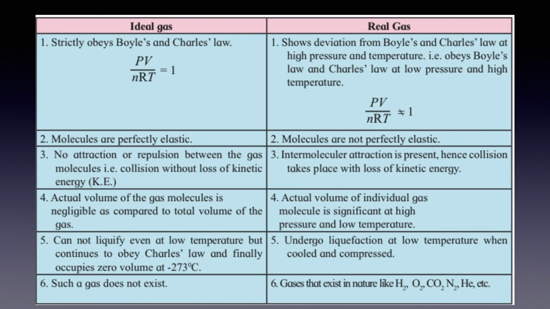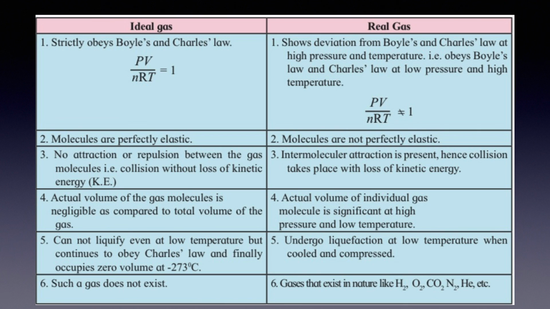And fifth point, an ideal gas cannot liquefy even at low temperatures but continues to obey Charles law and finally occupies zero volume at minus 273 degree Celsius. Next one, real gases undergo liquefaction at low temperature when cooled and compressed. Last point, about ideal gas, such a gas does not exist, and real gases that exist in nature are like H2, O2, CO2, N2, He, etc.